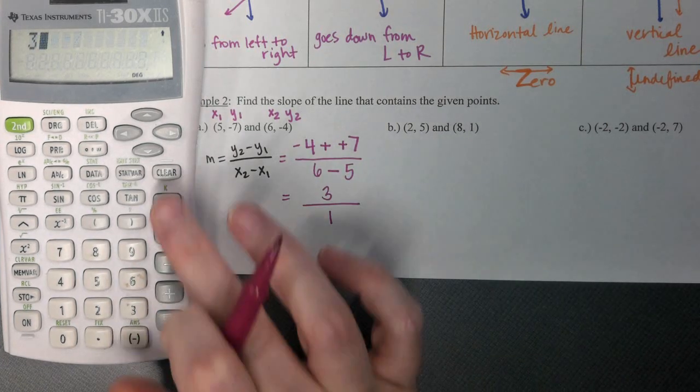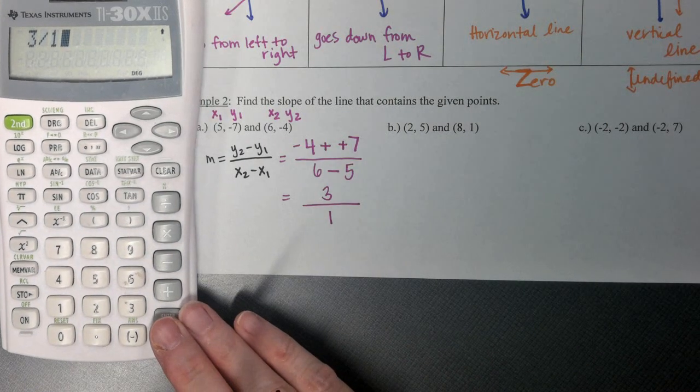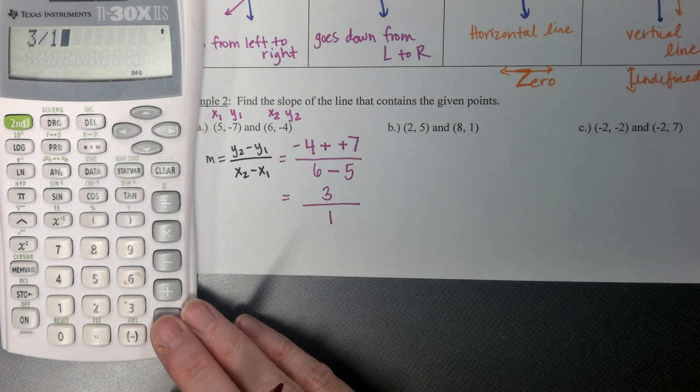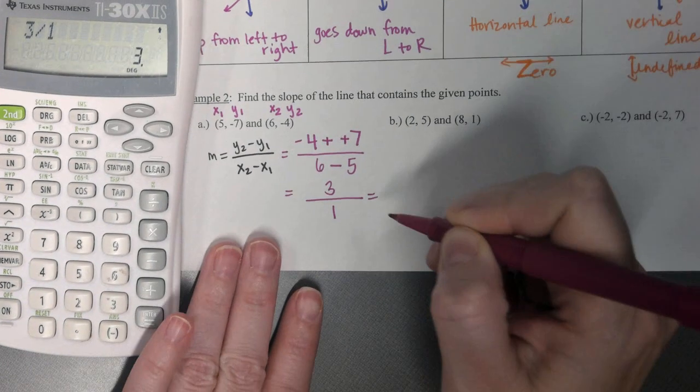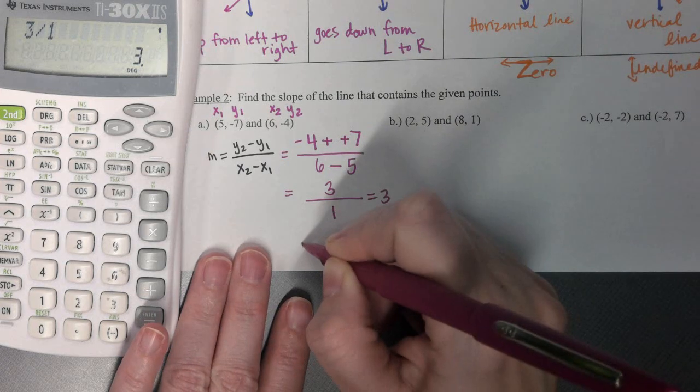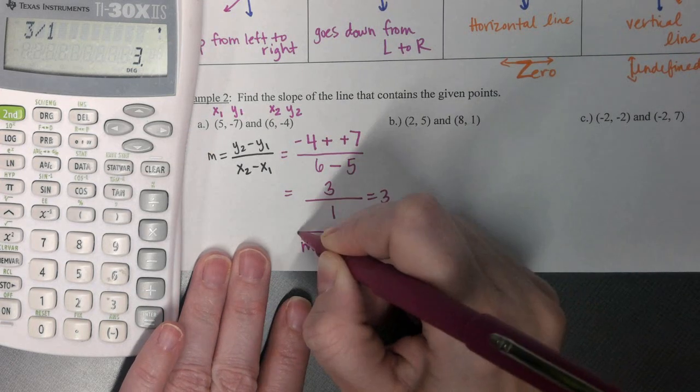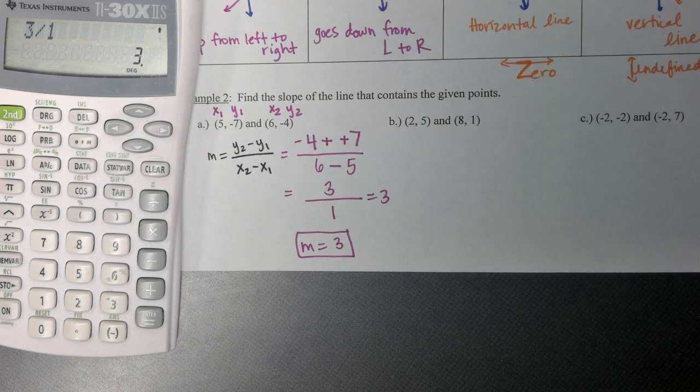Do you guys know what 3 divided by 1 is? What's 3 divided by 1? It's just 3, okay? So if it is a whole number, I want you to write it as a whole number. Don't keep it over 1 in that case.